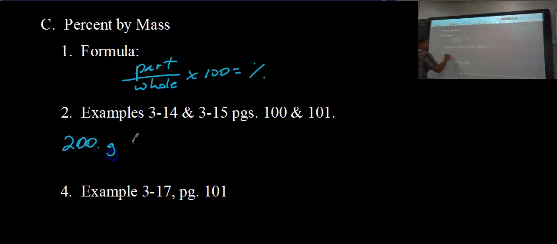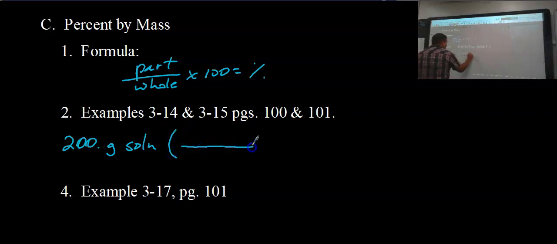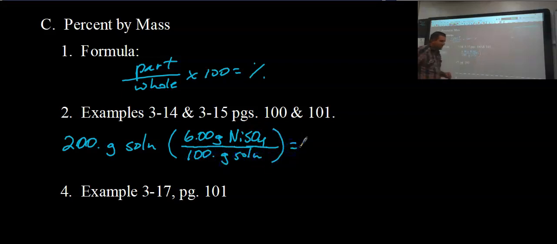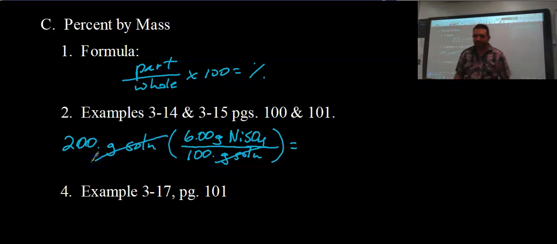Make sure to label everything as always. So I use the abbreviation SOLN for solution. So the total mass of the solution, 200 grams, of which 6% of its mass comes from just the solute. So we'll set that up as a conversion factor. So 6 grams per 100 grams of solution. Grams of solution cancel, and we get our answer, which is 12.0 grams.